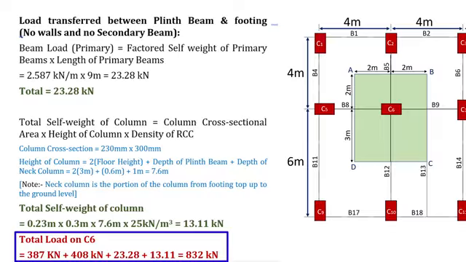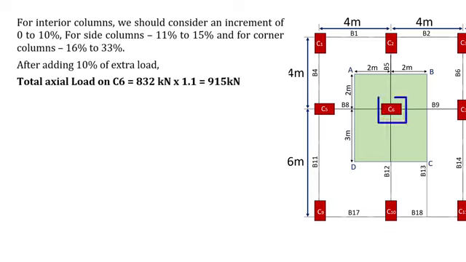Since this calculation gives an approximate value, that's why we should take an incremented value as allowance for bending due to the effect of fixity. For interior columns, we should consider an increment of 0 to 10%, for side columns 11 to 15%, and for corner columns 16 to 33%.